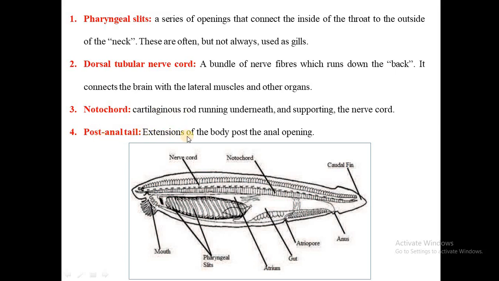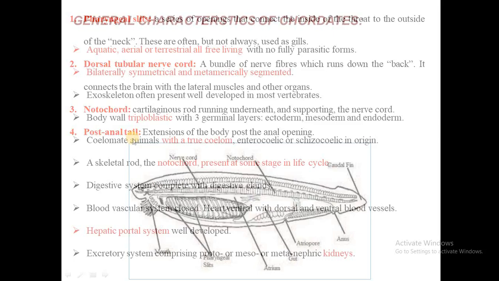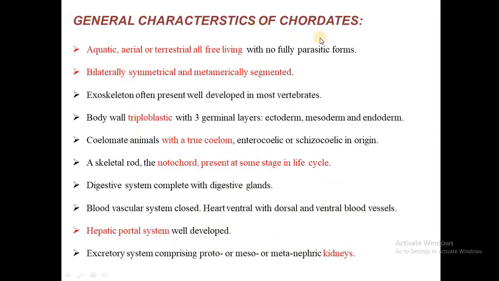Post-anal tail. This is the extension of the body past the anal opening. So at the posterior side, the tail will be found in chordates. Now let us see the general characteristics of chordates. They are aquatic, aerial or terrestrial, all free living with none fully parasitic.